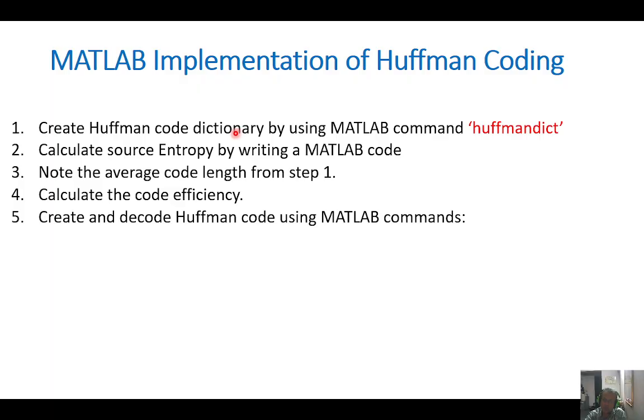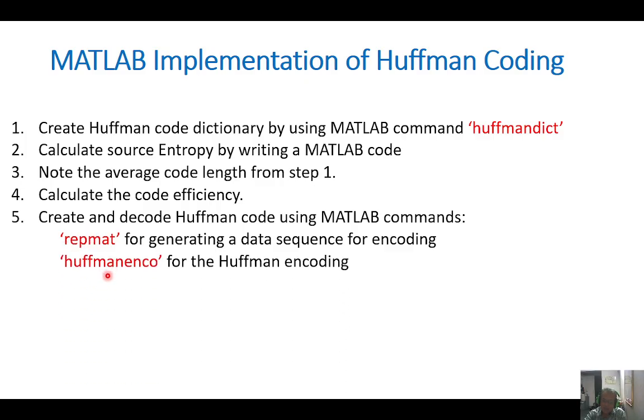So here the dictionary is generated. By using this dictionary, you can do the encoding using Huffman coding, and then you can do the decoding. For generation of the sequence of data which you want to encode, you can use the command repmat, that is repeat matrix. Then for encoding that sequence of data using Huffman encoding, you can use the command huffmanenco. And similarly, for decoding this encoded information, you can use the command huffmandeco.